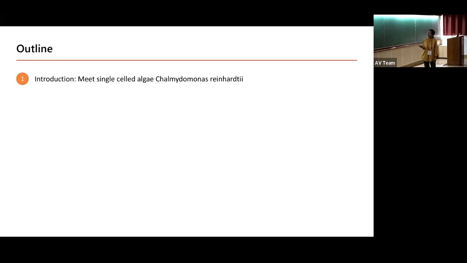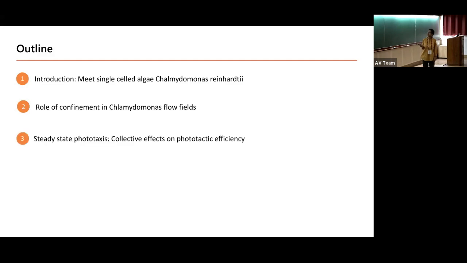The outline of my talk is that I'll introduce this model organism called Chlamydomonas reinhardtii. Then I'll talk about the role of confinement in Chlamydomonas flow fields. And then if time permits, we'll also discuss a little bit about the phototaxis that is exhibited by this organism and collective effects in that, and then conclude. Essentially, Chlamydomonas reinhardtii is an example of a self-propelled active particle, or it's often modeled as an active Brownian particle that Thomas talked about in the morning.